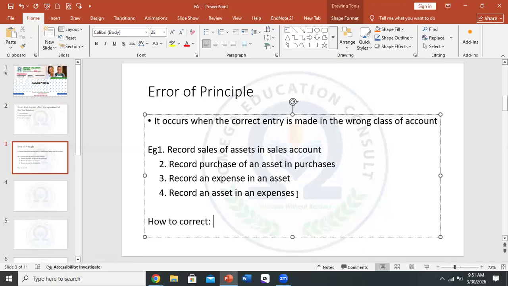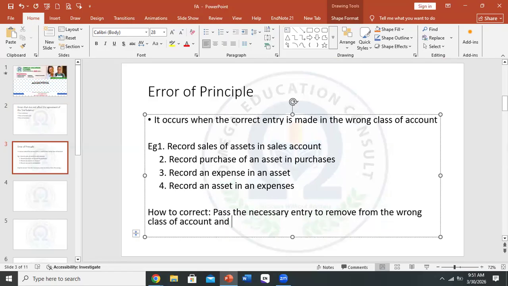Okay, so pass the necessary entry to cancel or to remove from the wrong class of account. Place it in the right class of account. Okay.